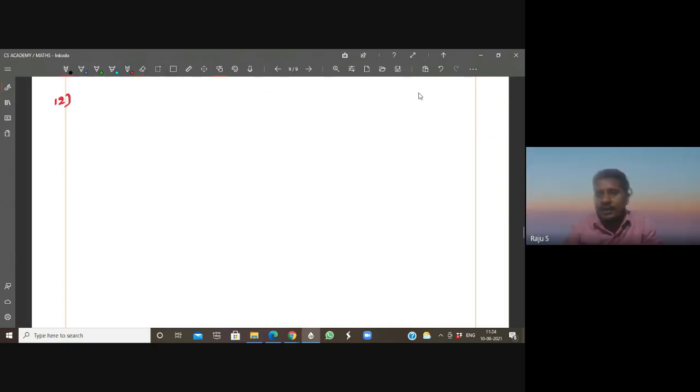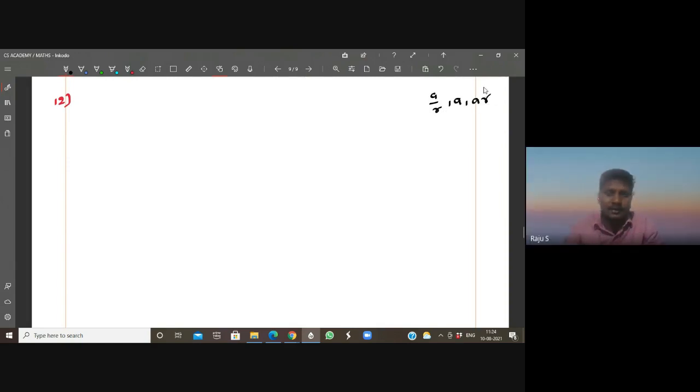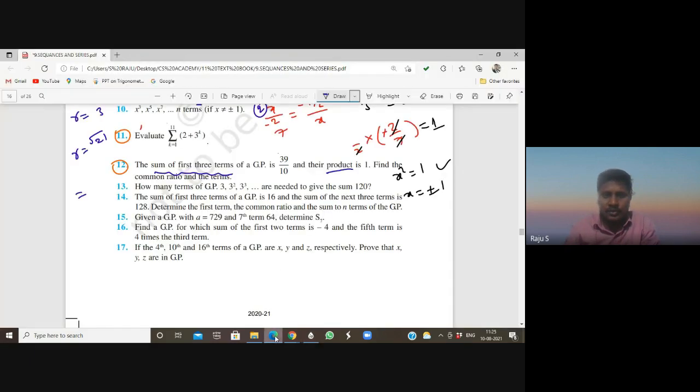Fine, students. We can take in different ways, but in the question they clearly mentioned the product. When they mention the product, you have to take A by R, A, A R. If they do not mention any product, then you can simply take A, A R, A R square. Remember, students, when they have given a product, then you should consider these as the first three terms. If they do not mention the product, just simply take the first three terms as A, A R, A R square. So in this question, they clearly mention that.